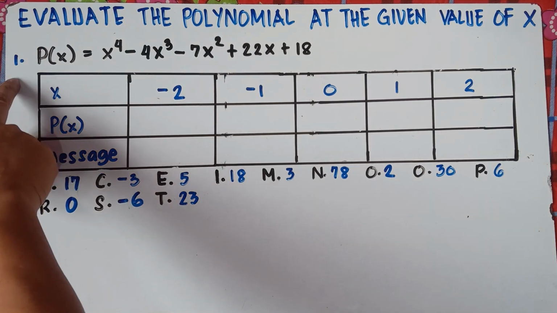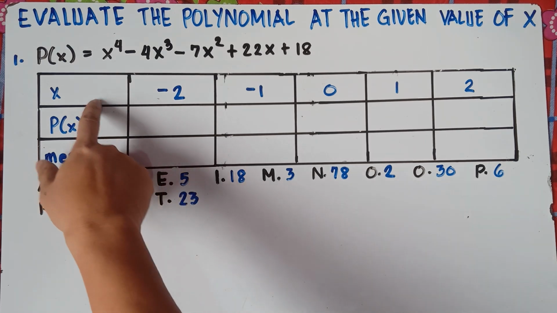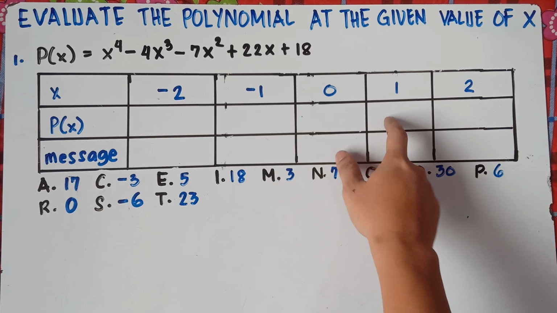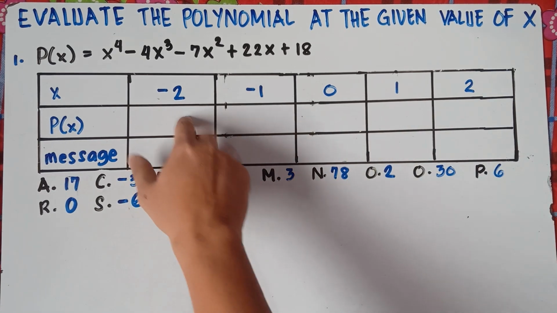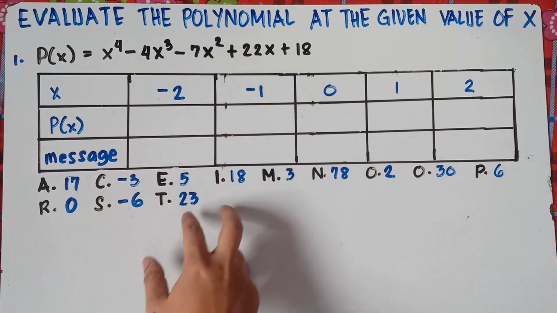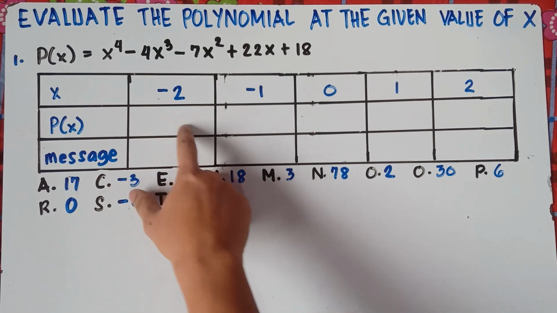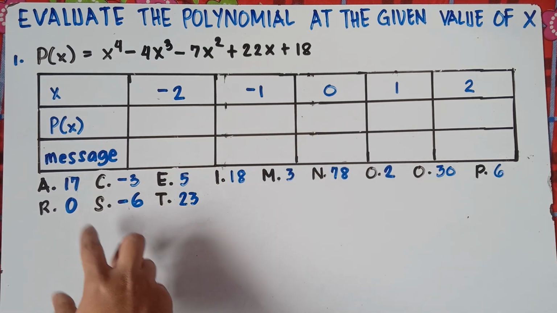We are given the polynomial p of x equals x raised to the power of 4 minus 4x cubed minus 7x squared plus 22x plus 18. And we are given x values: negative 2, negative 1, 0, 1, 2. We need to substitute these values of x into the equation so that we can get the answer for p of x. Once we get the answer, class, we will be choosing the answer from the given letters.